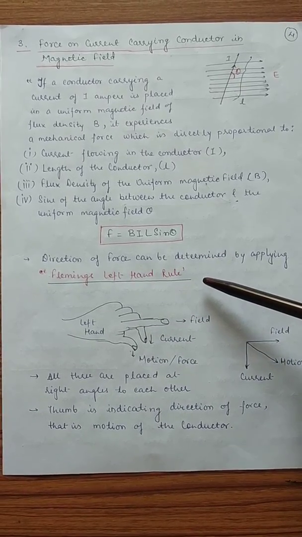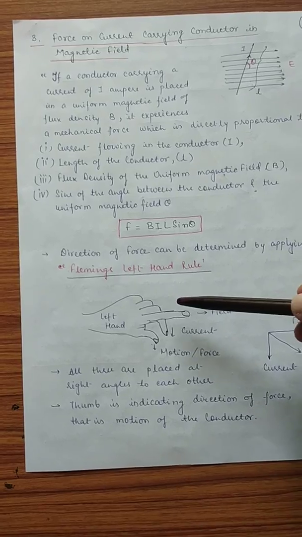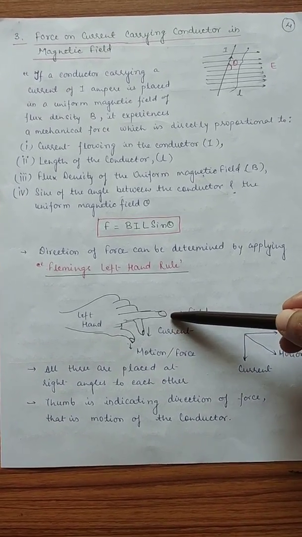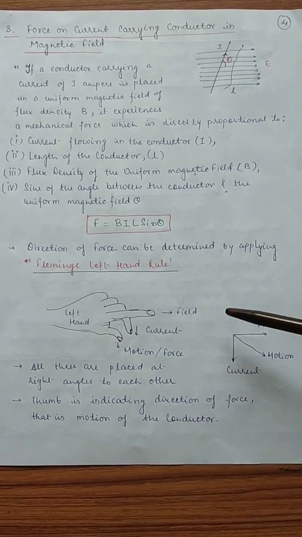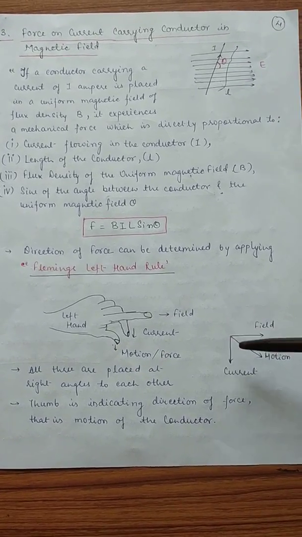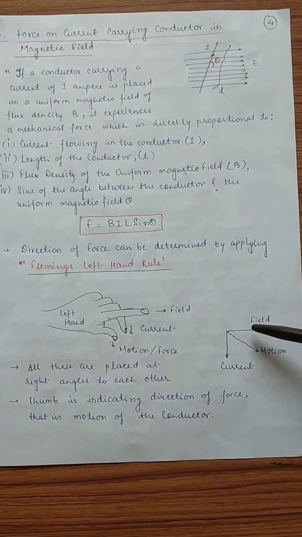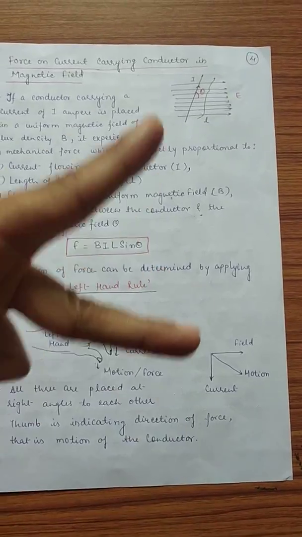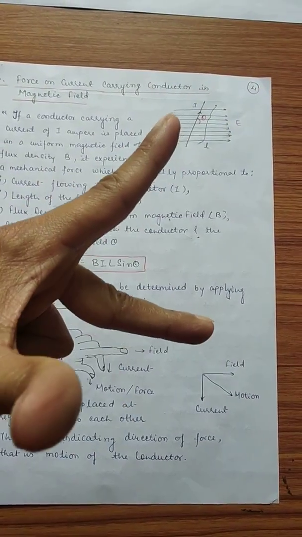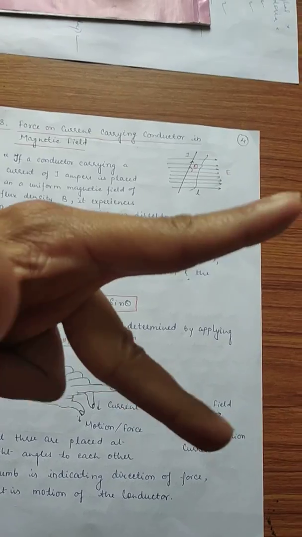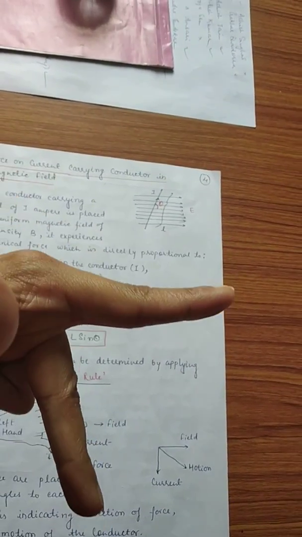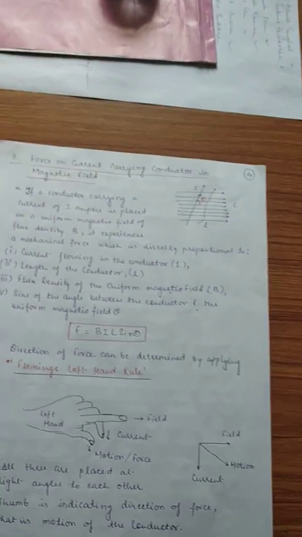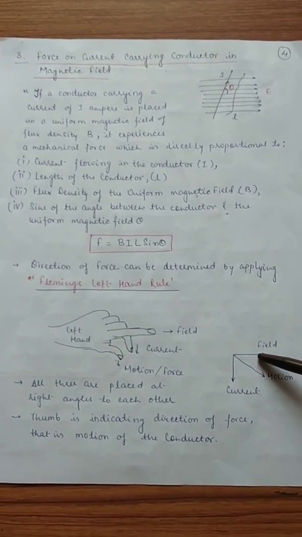and the direction of this force can be determined by applying Fleming's left hand rule, as we have a diagram here of a left hand. So this is the forefinger, this is the middle finger, and this is the thumb, if we stretch our hand at right angles to each other. As you can see, the thumb, the middle finger and the forefinger are mutually at exactly 90 degrees to each other.